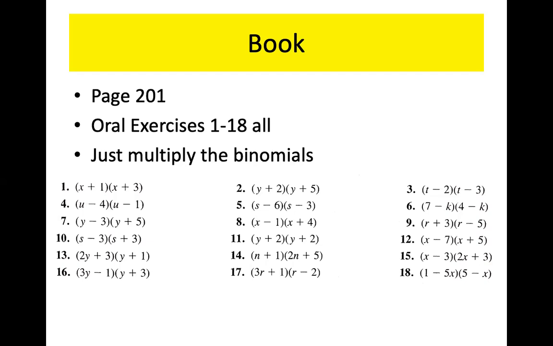There's 5. Oh, there's 6. Sorry. Aiden, pick one. 17. Let's do 17.